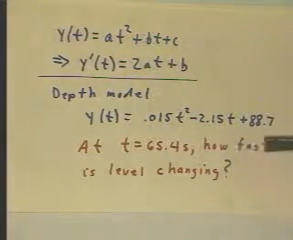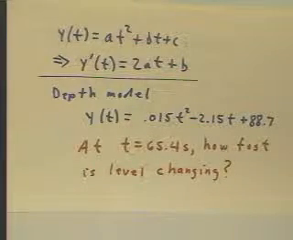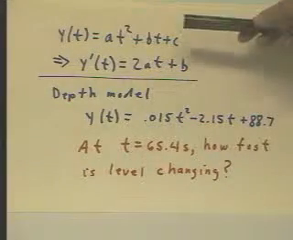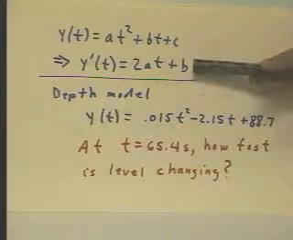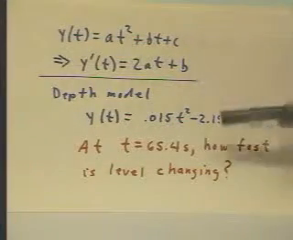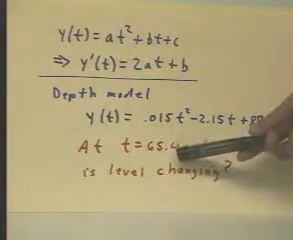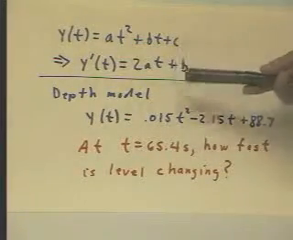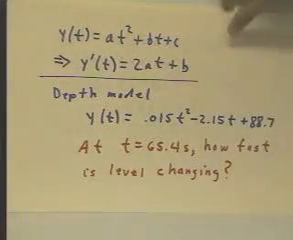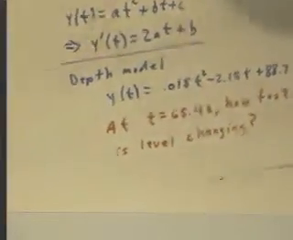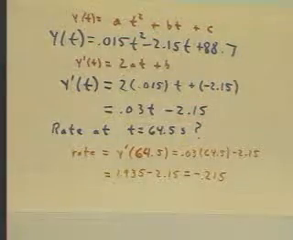How are we going to answer this question? Well, we have a quadratic model. We have a formula for its derivative, or its rate of change function. So if we simply take 65.4 seconds and put it into the rate of change function, we're probably going to get the result that we want. Let's see what that looks like.